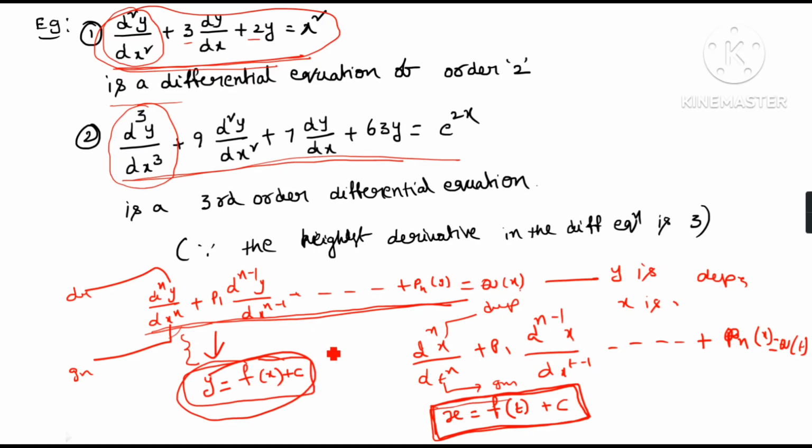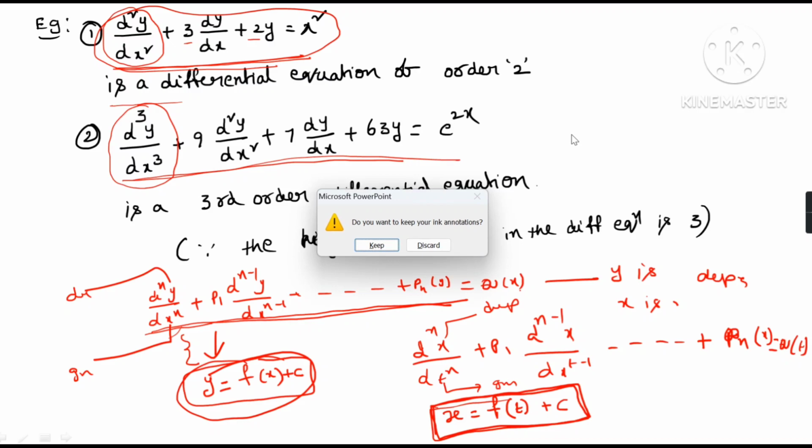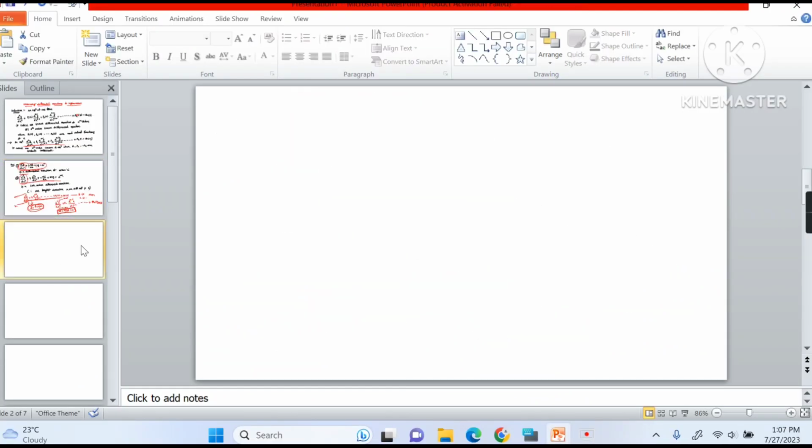Now let's see the next ways to solve this differential equation. What is the procedure we are following? Here I am taking one example. First we have to take the differential equation: d square y by dx square plus 3 into dy by dx plus 5 into y equals x square. I think you know, guys, this is a second order differential equation.